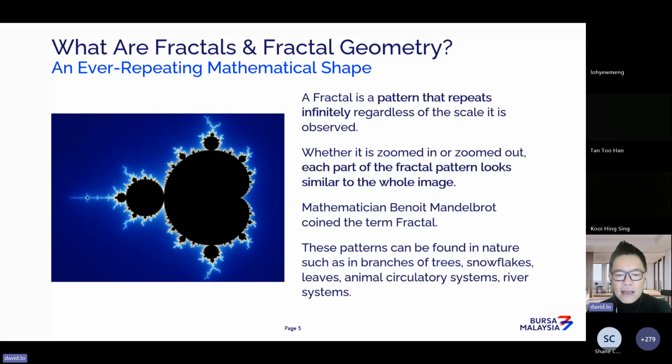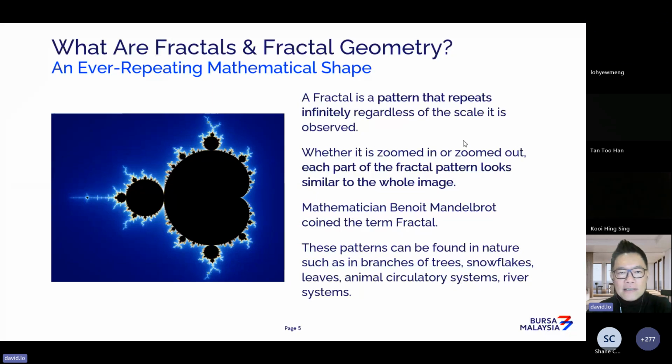And these patterns can all be found in nature, right? If you look at branches of a tree, or at snowflakes, if you put them under a microscope, you will see all these patterns repeating themselves. Leaves, animals, circulatory systems, including the human circulatory system, river systems, all these are fractal in nature.